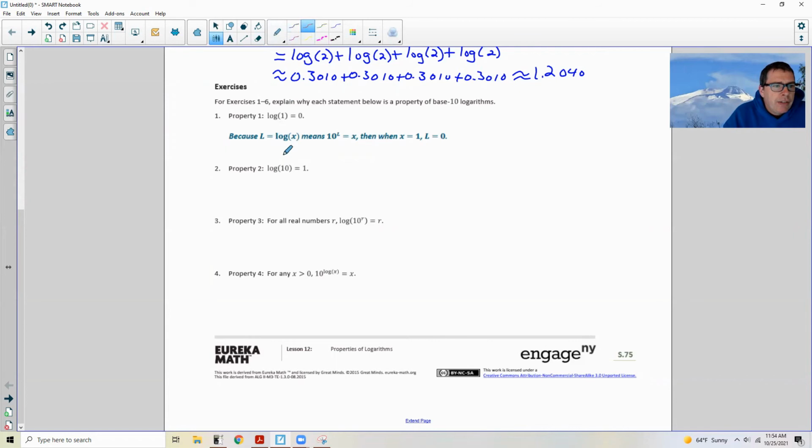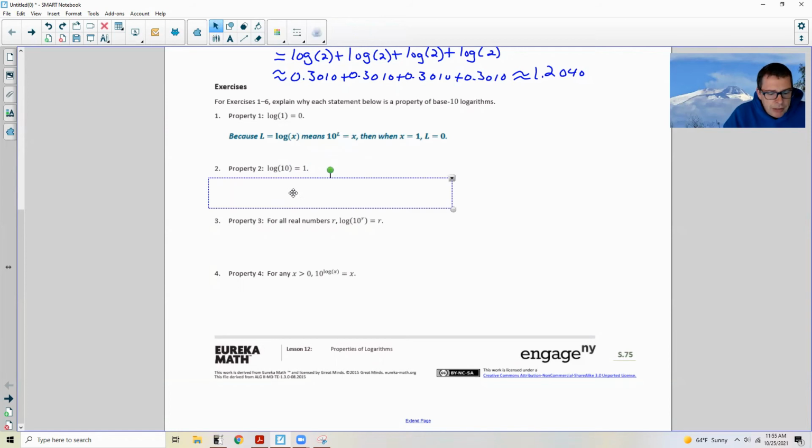Property 2 says the log of 10 equals 1. So again, we're just going to keep saying that because L equals log of x, that means 10 to the L equals x. Then when x equals 10, what is our x here? Our x is 10, then our L has to be 1.